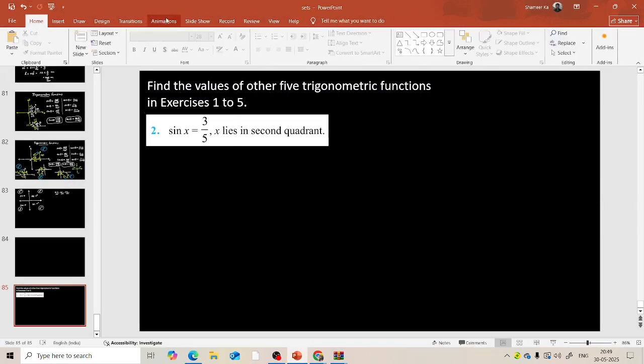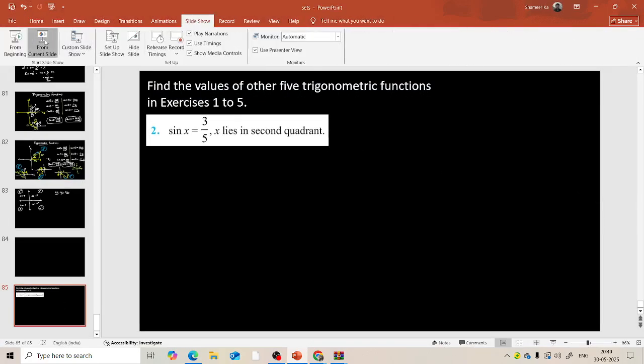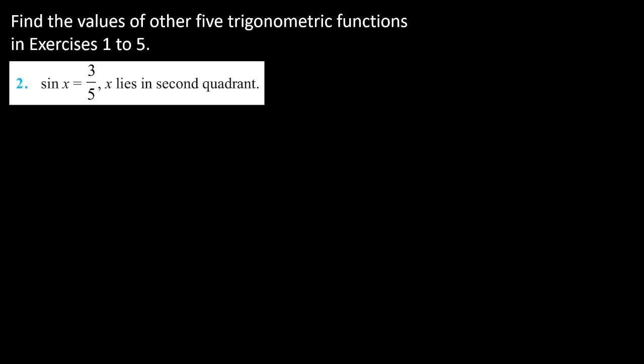So all of you please listen. And if you don't understand, you can ask me. I will clarify all your doubts. But you must ask me. Question is, find the values of other 5 trigonometric functions. Sin x equal to 3 by 5 where x lies in the second quadrant.